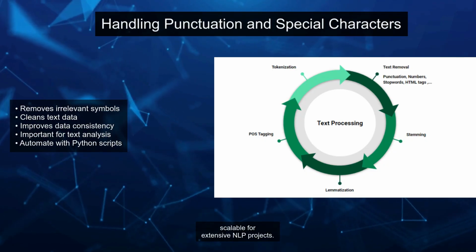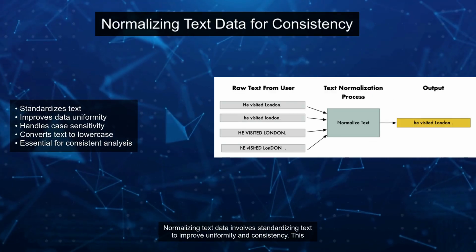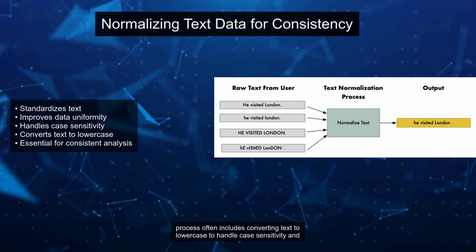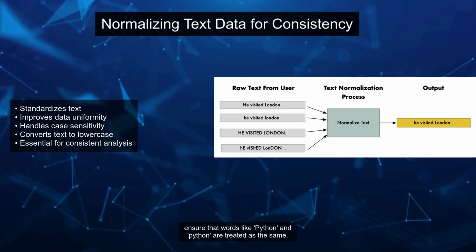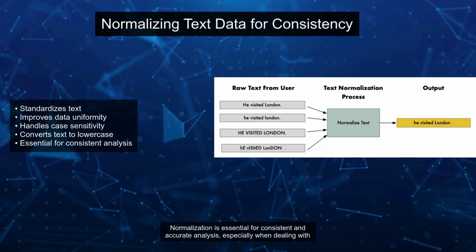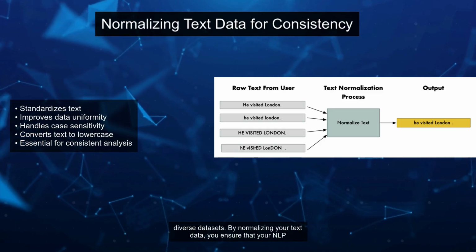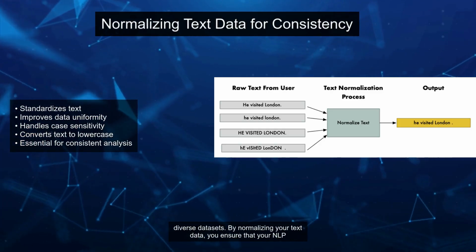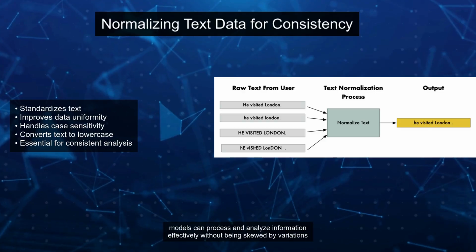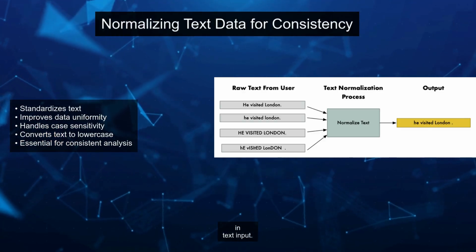Normalizing text data involves standardizing text to improve uniformity and consistency. This process often includes converting text to lowercase to handle case sensitivity and ensure that words like Python and python are treated as the same. Normalization is essential for consistent and accurate analysis, especially when dealing with diverse datasets. By normalizing your text data, you ensure that your NLP models can process and analyze information effectively without being skewed by variations in text input.